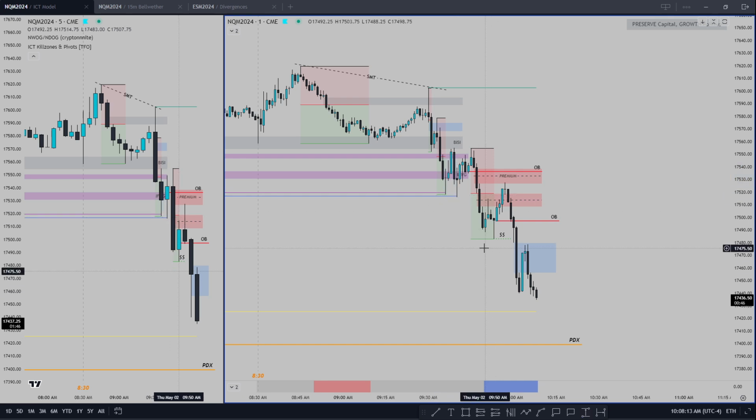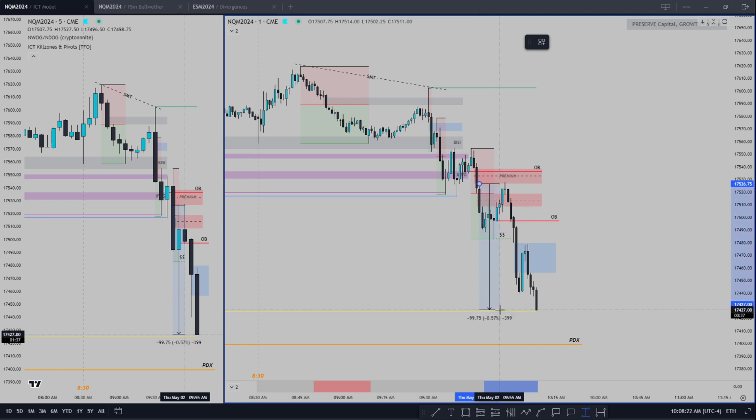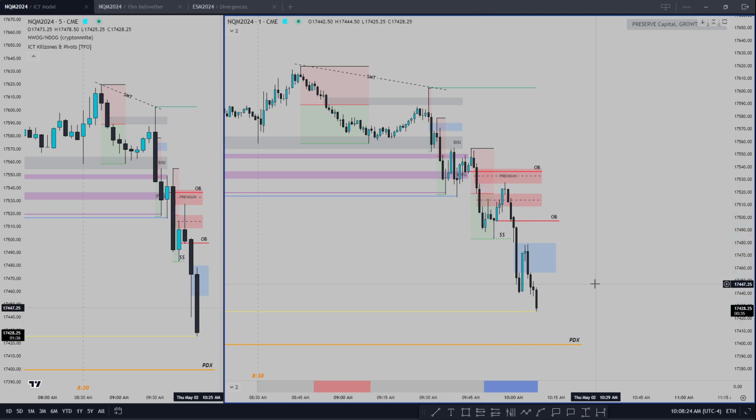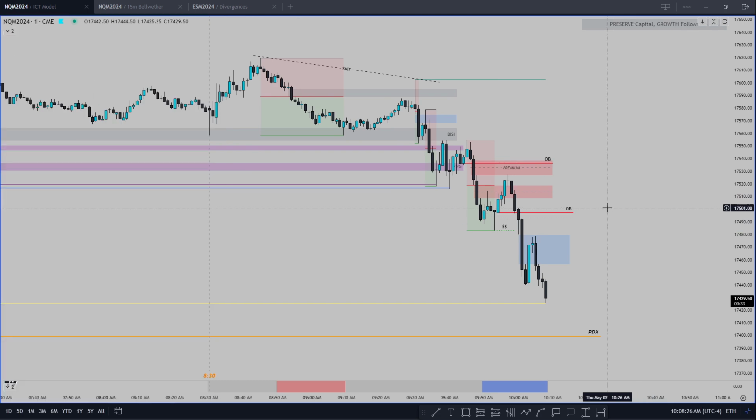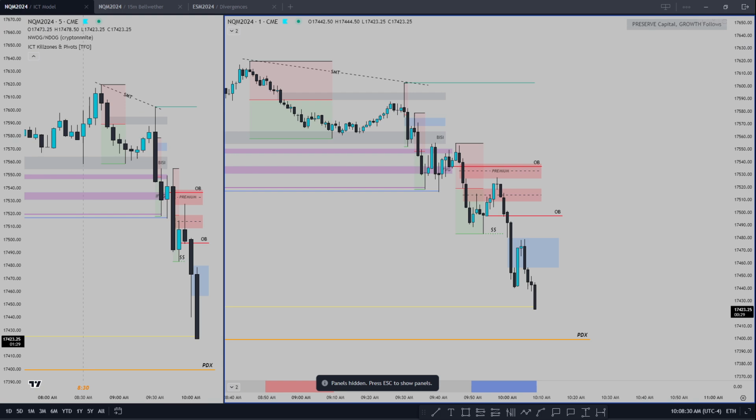This entry up here, where's the macro entry? There it is. 127. I mean, even down to here is what, 101 points. There you go. Oh, did it tag it? I don't know. There you go. There's the tag.